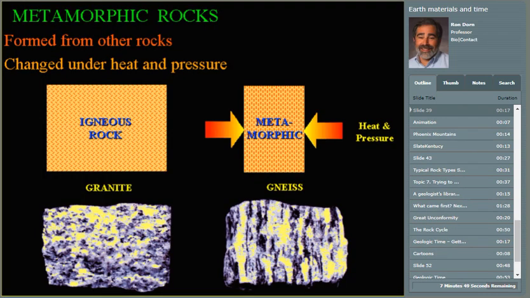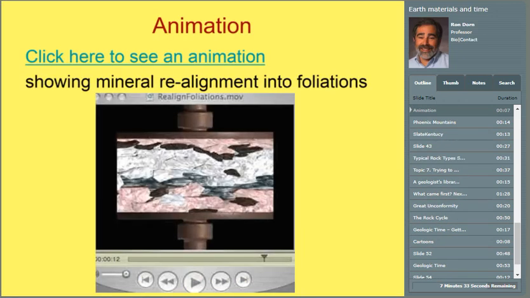This is another graphic illustrating how a common rock like igneous rocks can be realigned by pressure and heat so that the mafic minerals, the dark ones, and the felsic minerals, the quartz and feldspars, the light minerals, realign into this cool banding known as gneiss. If you click on the link, you'll be able to see an animation showing mineral realignment into foliations.